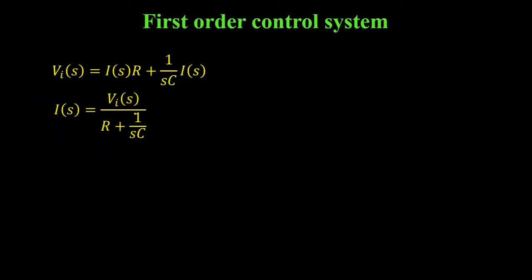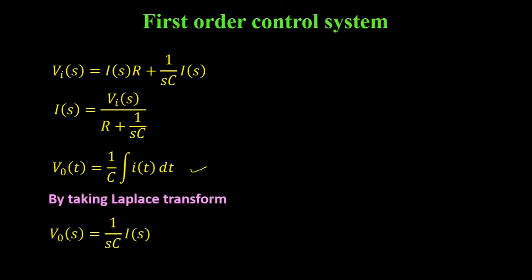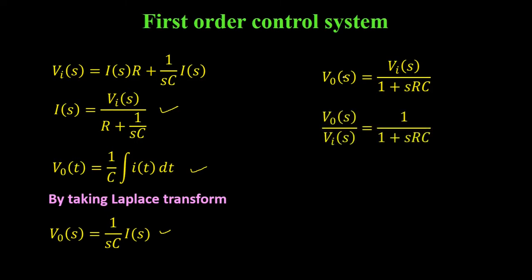From this equation, I(s) is equal to V_i(s) divided by R plus 1 upon sC. So the output voltage of the circuit is the voltage across the capacitor. So v_0(t) will be equal to 1 upon C integration of i(t) dt. Again we take Laplace transform of this equation, we will get V_0(s) is equal to 1 upon sC into I(s). Now we will put I(s) from here in this equation. We will get, after simplification, V_0(s) is equal to V_i(s) whole divided by 1 plus sRC. So from this equation, the output voltage upon input voltage is equal to 1 upon 1 plus sRC.